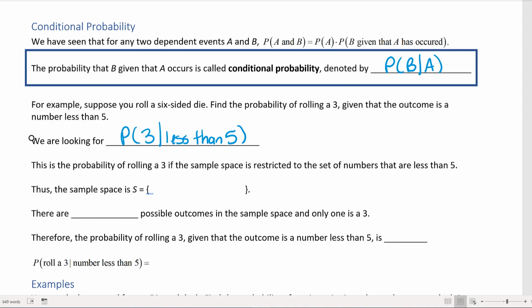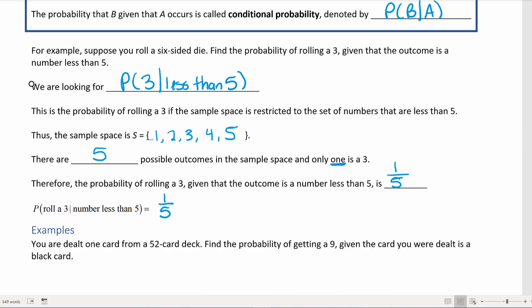This is the probability of rolling a 3 if the sample space is restricted to the set of numbers that are less than 5. So our sample space is 1, 2, 3, 4, and 5. How many possible outcomes? There are 5 total possible outcomes, and there's only one 3. Therefore, the probability of rolling a 3, given that I already know the outcome is a number less than 5, is one choice out of 5. So the probability is 1/5. And that's what conditional probability is.